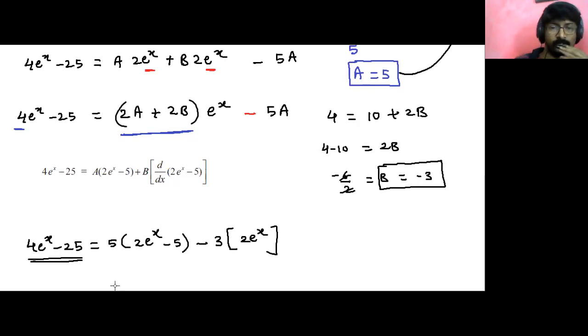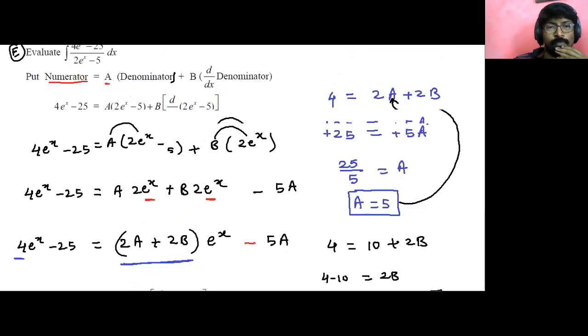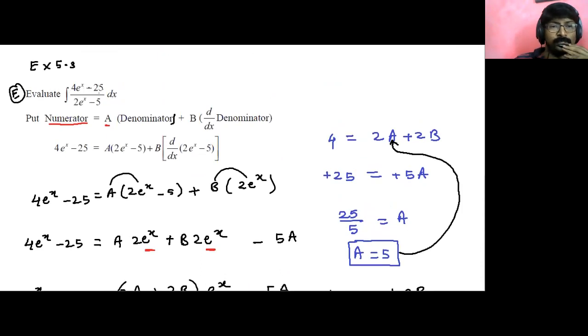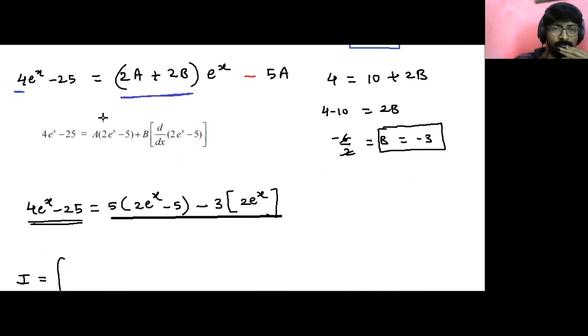I'll just change the color so that you will understand. So this numerator 4e^x minus 25 can now be replaced by this. Are you getting it? 5 into (2e^x minus 5) minus 3 into 2e^x. Got it? Is it very simple? So now the new integration will be written as I is equal to the numerator, which is 4e^x minus 25, now written as this entire thing. You understood, guys?